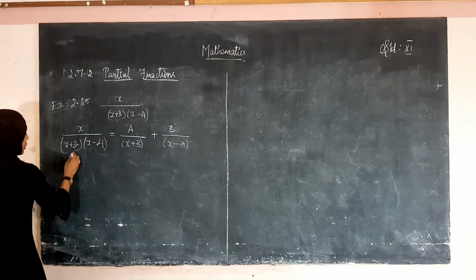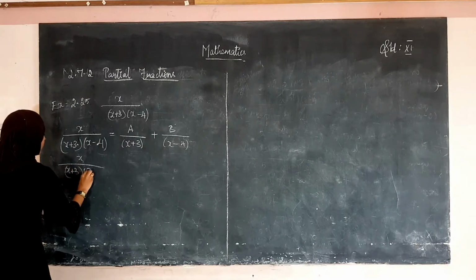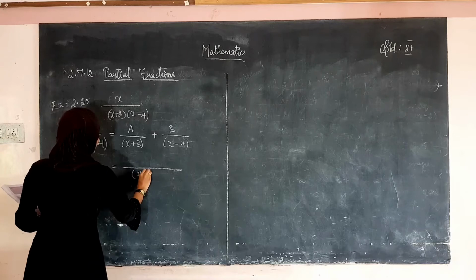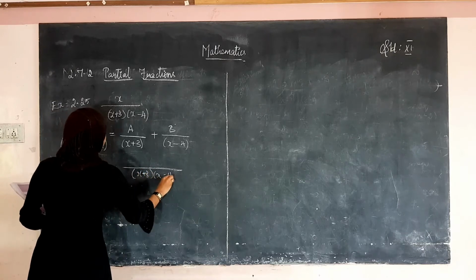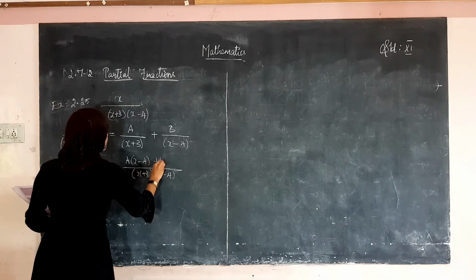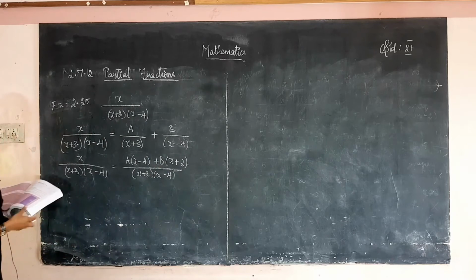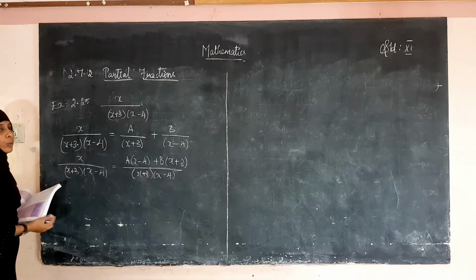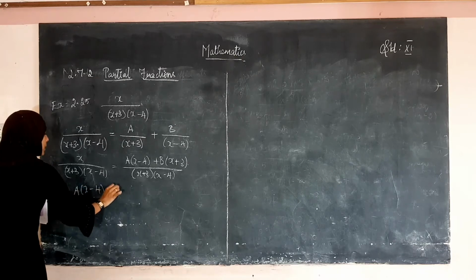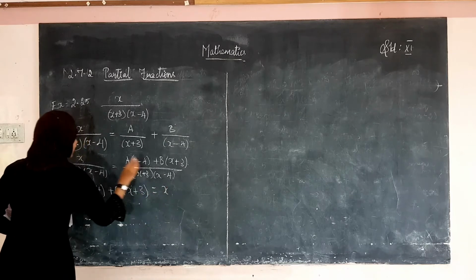So here it is x divided by x plus 3 into x minus 4. Now take the LCM, x plus 3 into x minus 4. What happens in the numerator? A into x minus 4 plus b into x plus 3. See, the denominators are the same. Now equate the numerators alone: a into x minus 4 plus b into x plus 3 is equal to x.